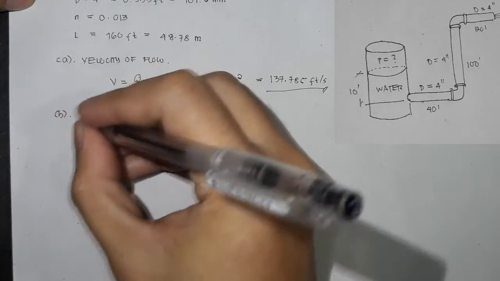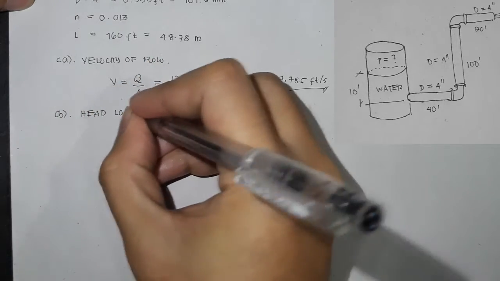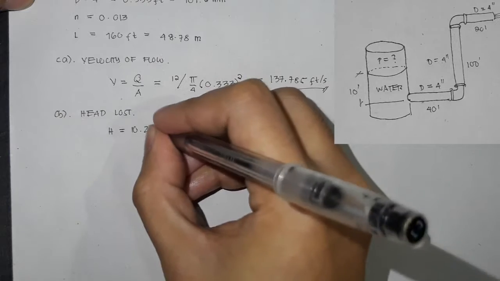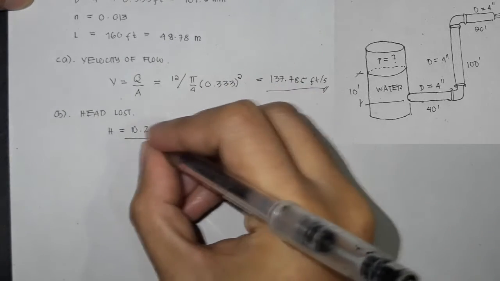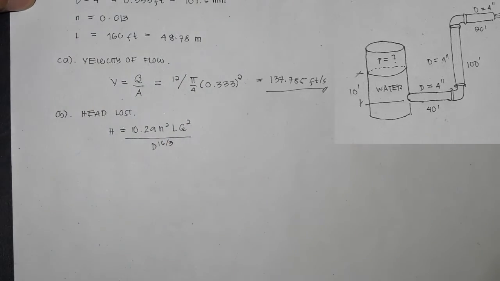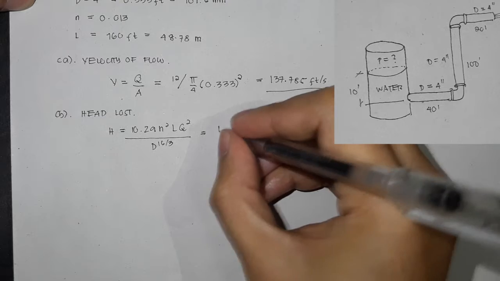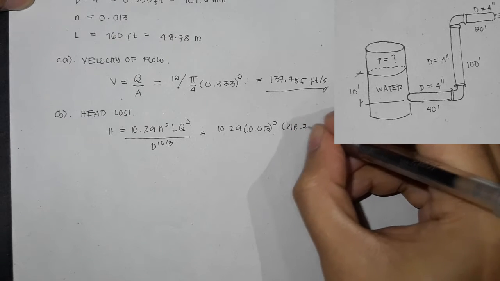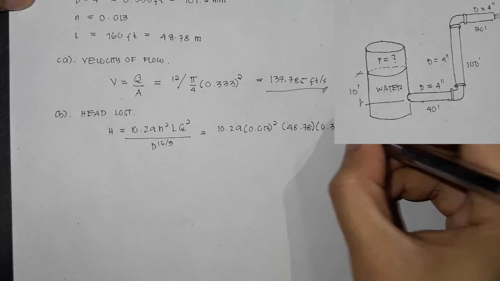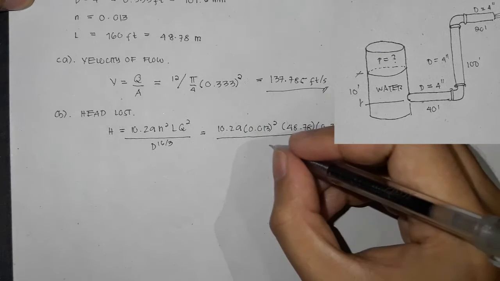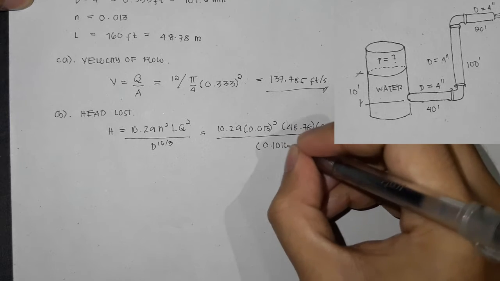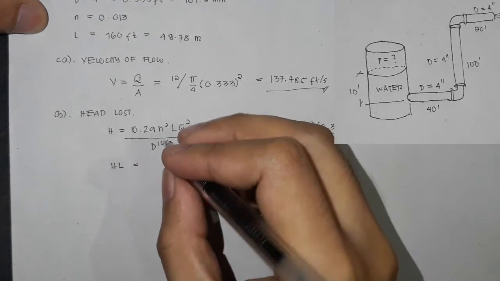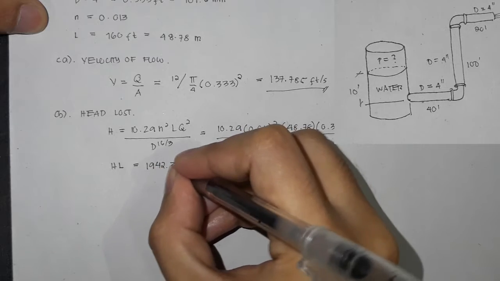The second thing we need to determine is the total head loss in the pipe. Since the given is n, we need to use the International System version of Manning's formula, where the head loss is equal to 10.29 times the square of the friction factor, the length, times the square of the discharge over the diameter raised to 16/3. Substituting the given: 10.29 times 0.013 squared times 48.78, multiplied by 0.3401 divided by 0.1016 raised to 16/3. The head loss will be equal to 1942.33 meters.